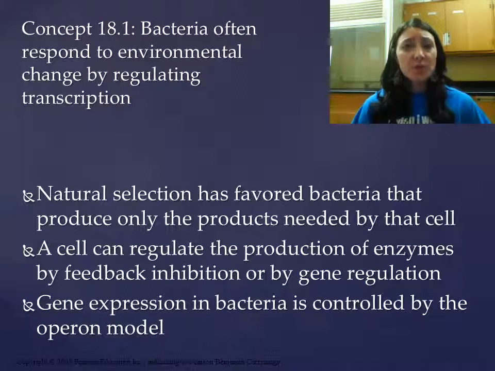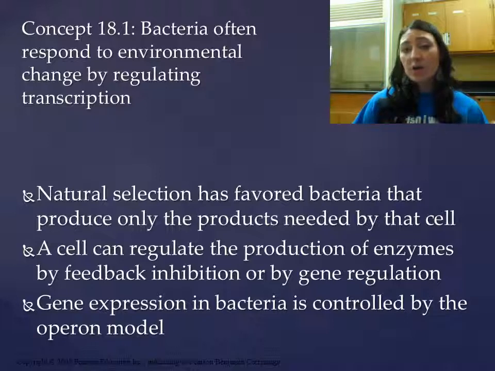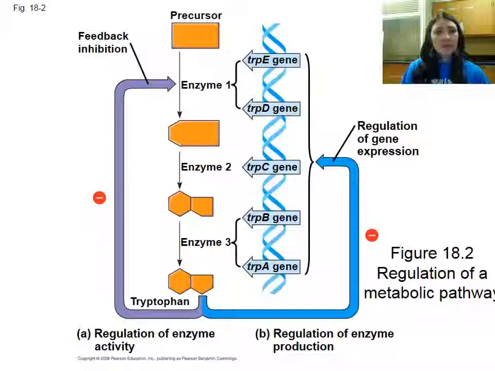So cells can regulate the production of enzymes by either feedback inhibition or by gene regulation, which we're going to go into. And gene expression in bacteria is controlled by the operon model, which we're going to go through. Here's an example of regulation of a metabolic pathway.